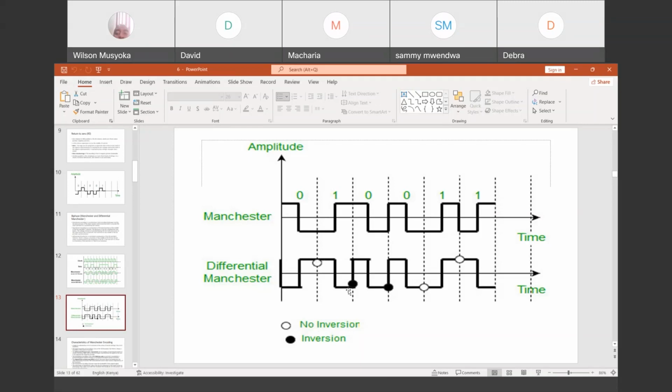Since there is a 0 which is coming next, there is going to be an inversion where the bit begins, so that it begins at the top and then it comes down. The next one is a 0, another inversion, then like that. Where there is a 1, no inversion is taking place. So I hope that is clear with the two Manchester and differential Manchester representation. Any question?